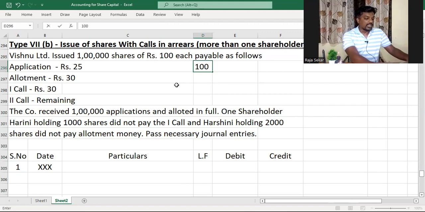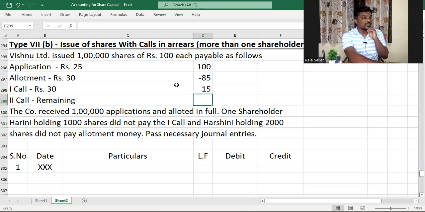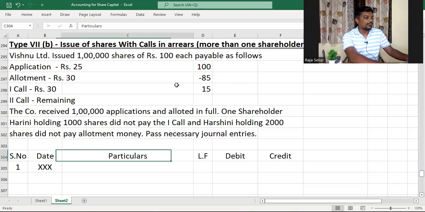The issue price of the share is 100. We need to find out the amount that is due on second call. Along with the application, we receive 25. Along with allotment, we receive 30. Along with first call, we receive 30. In total, we have received 85 with the application, allotment, and first call, and so we will be receiving 15 with the second call.